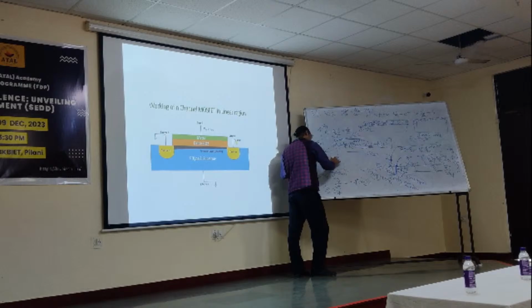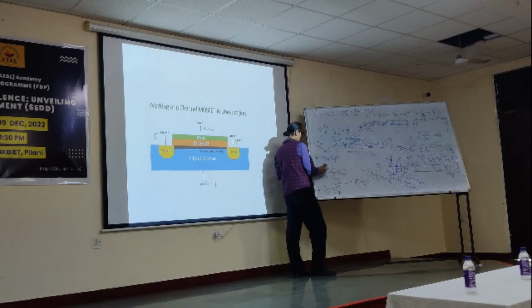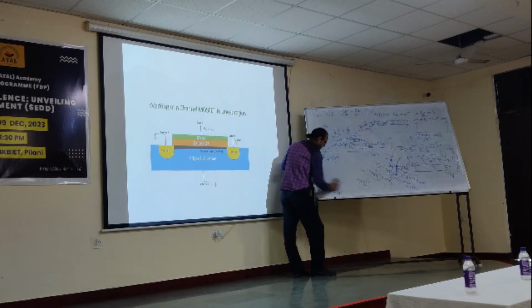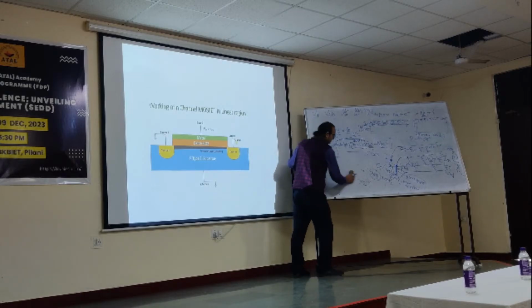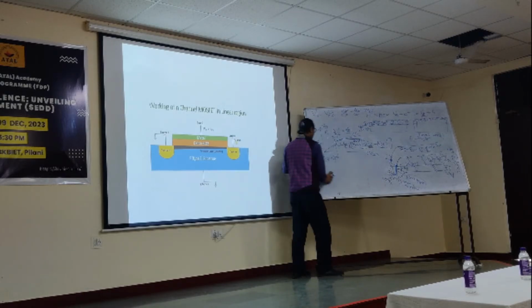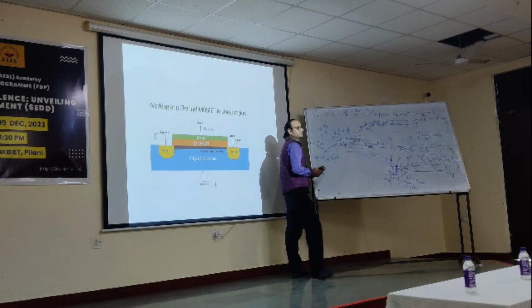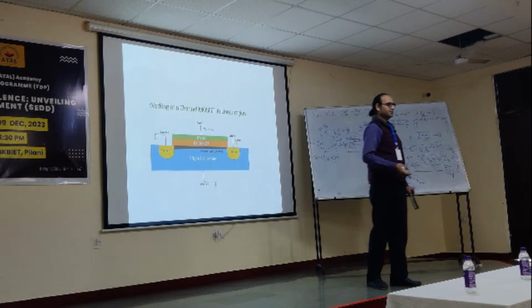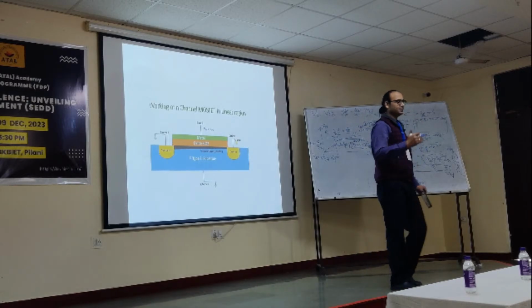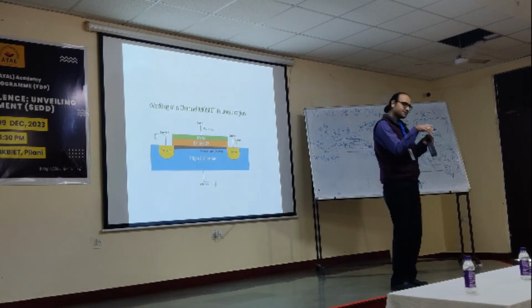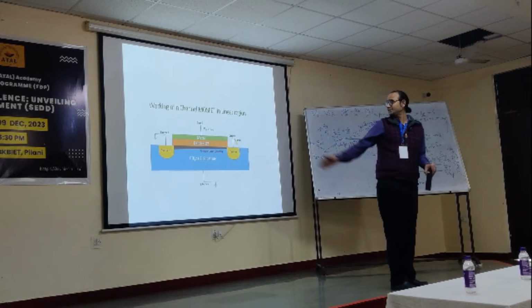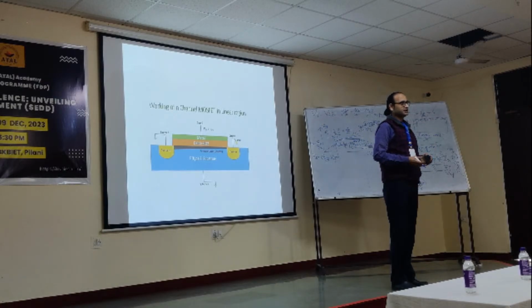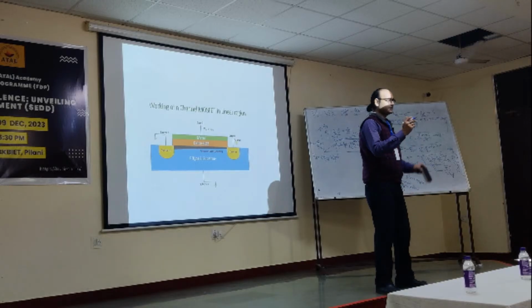VGS minus VT, so this plays the role when the gate to source voltage is less than... In the case of a field effect transistor we call that VP, pinch off, right? But in the case of MOSFET we call it threshold. Threshold means there is strong inversion. In the case of JFET, what happens?